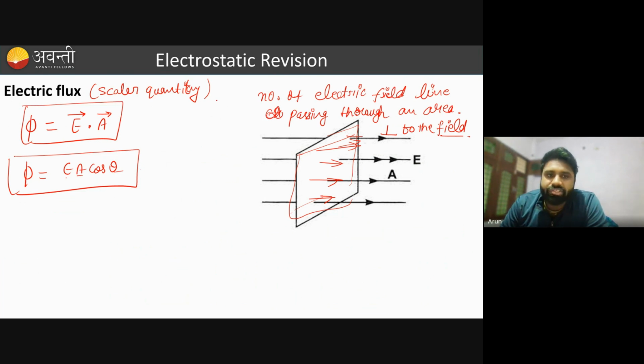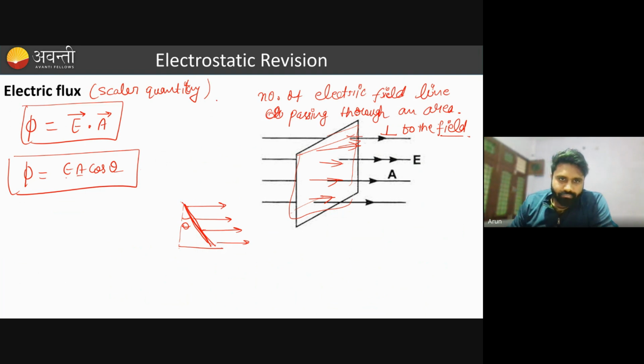It depends on how you have placed this area. Suppose the area is placed like this at an angle theta, and this is the value of the electric field lines. Now what area do you have to consider? You have to consider this area. The angle is this. Got it? So this will become E cos theta, and this will become E sin theta.